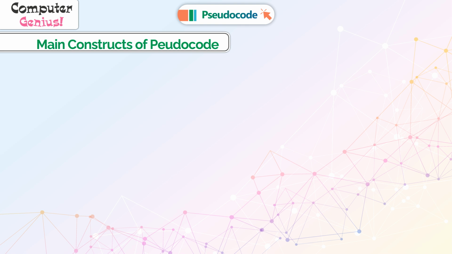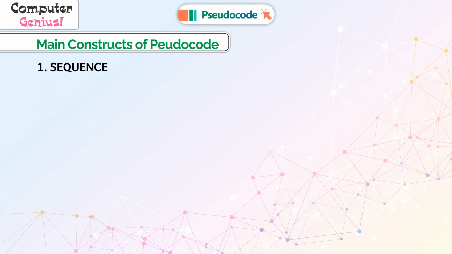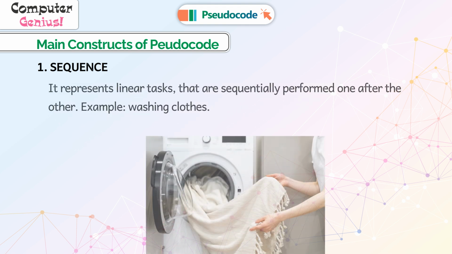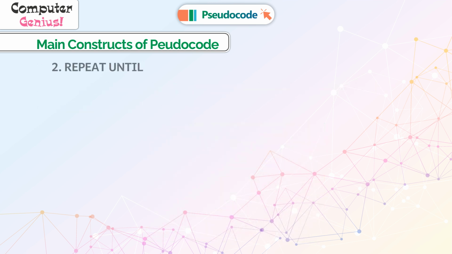Main constructs of pseudocode. The pseudocode mainly uses words: sequence, while, repeat, and if, then, else. These constructs are also called keywords and are used to describe the control flow of the algorithm. 1. Sequence. It represents linear tasks that are sequentially performed one after the other. Example, washing clothes. 2. Repeat until.